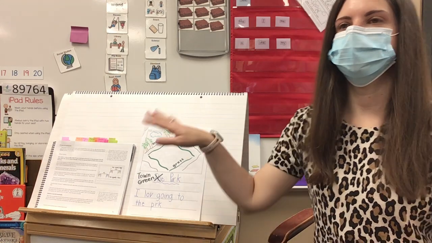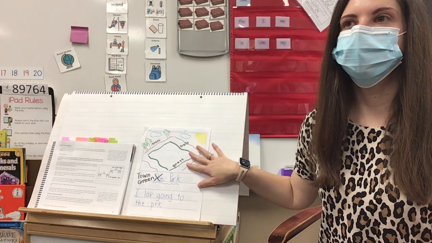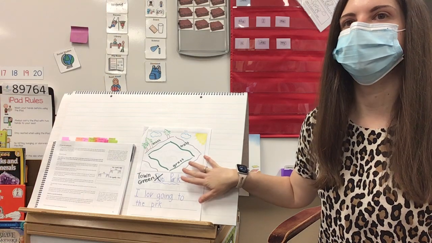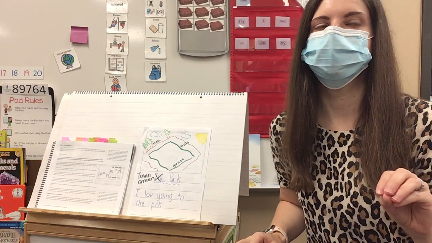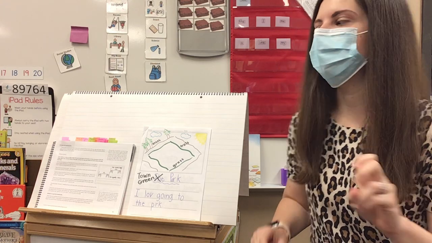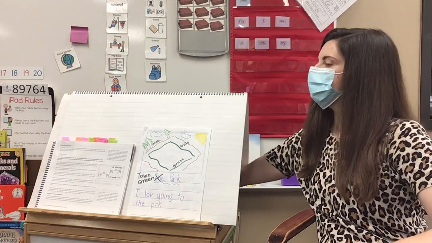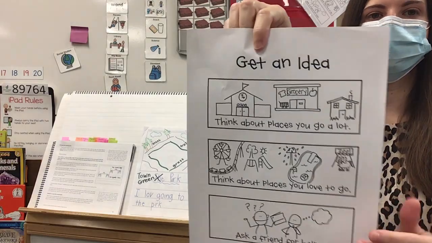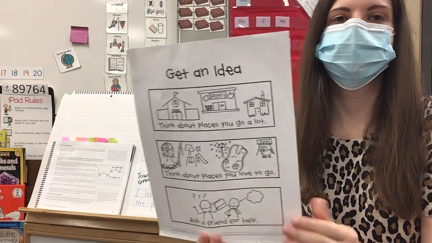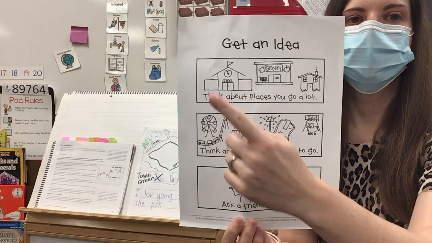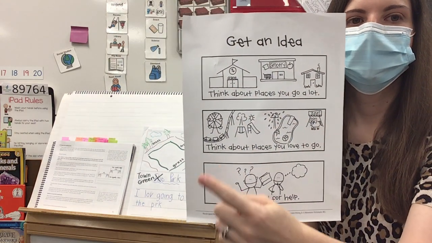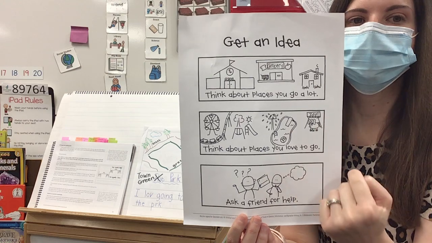Today, I'm going to be giving you some more ideas of how you can add to your show and tell writing. Remember that we're working on a special place, a place that you know about, that you've been to a lot. Let me get this out again. If you're at home, this has been in your template, so you can use this to help you think of some ideas. So think about a place you go to a lot. Think about places you love to go to.